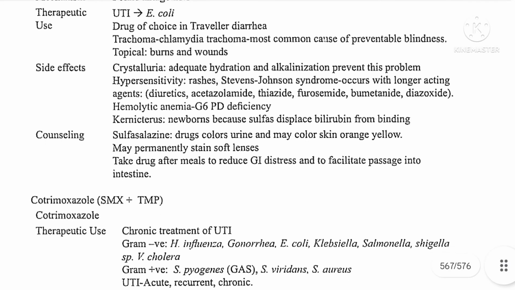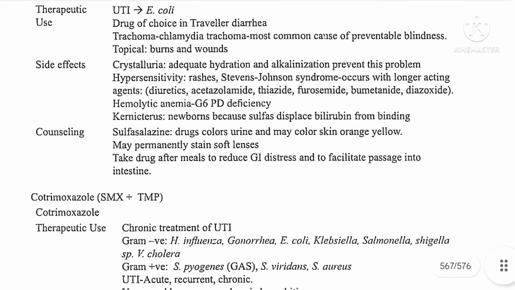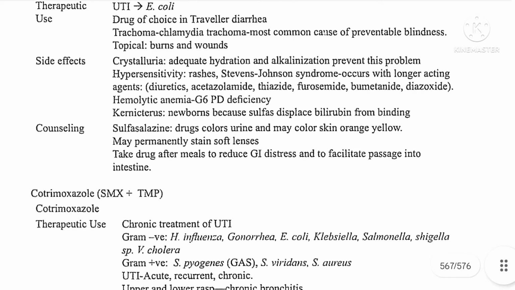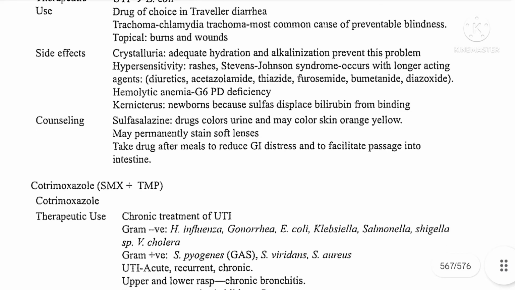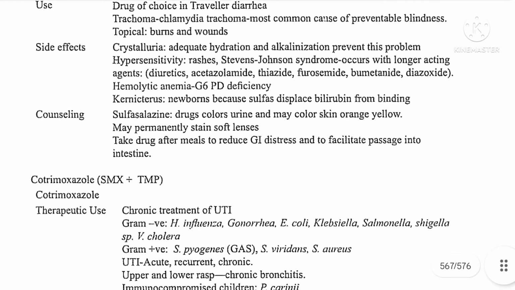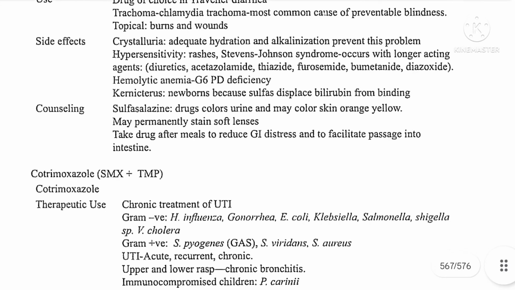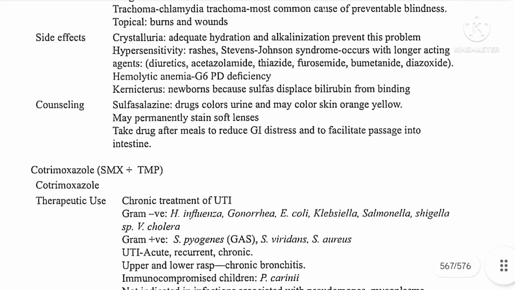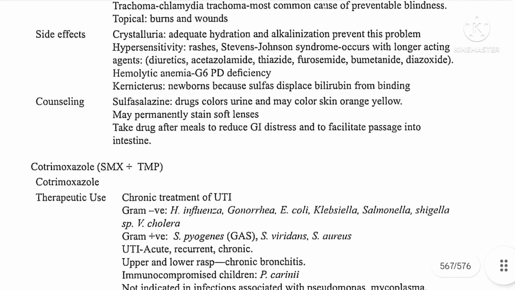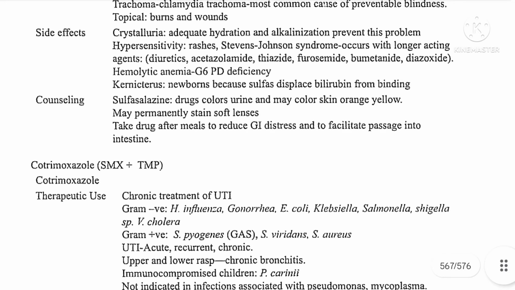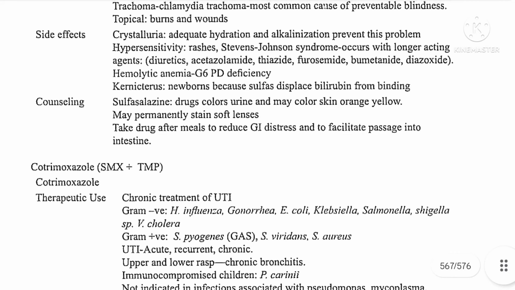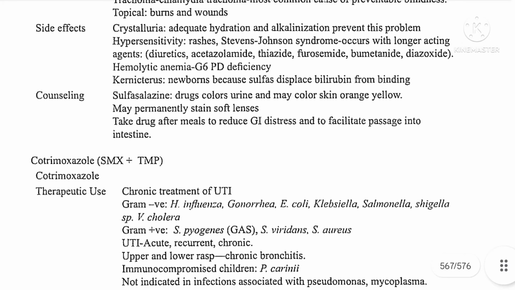Sulfasalazine colors urine and may color skin orange and yellow. This is a major and unique feature of sulfasalazine. So you must counsel the patient about this so they will not worry about this side effect. It may permanently stain soft lenses. Take the drug after meals to reduce GI stress and facilitate the passage into the intestine.